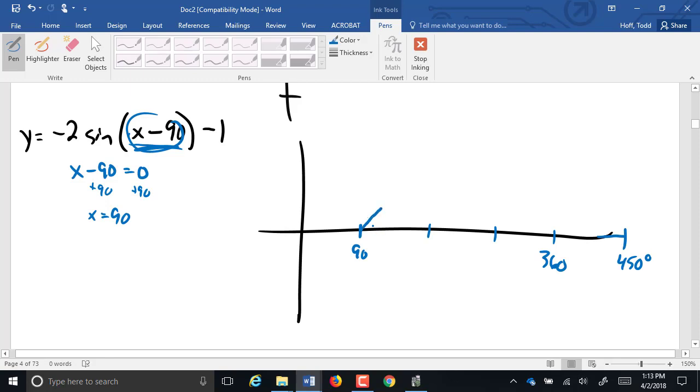What's our amplitude? Negative 2. Good. So we're going to go down first. Notice I'm sketching it out just a little bit. Because now I still need to account for the negative 1 there, which means everything shifts down 1.